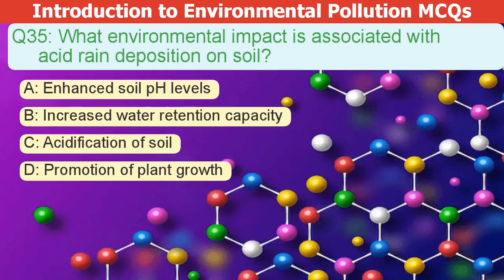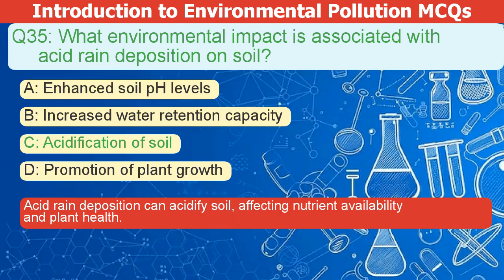What environmental impact is associated with acid rain deposition on soil? A. Enhanced soil pH levels. B. Increased water retention capacity. C. Acidification of soil. D. Promotion of plant growth. The correct answer is C.